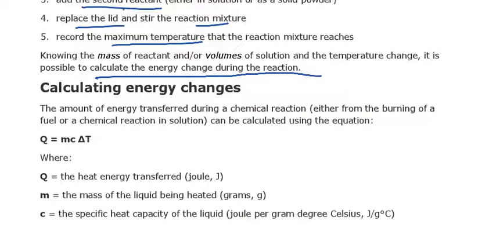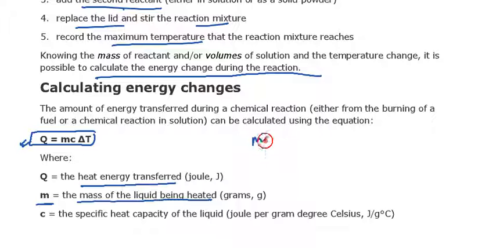So we are using this particular formula. Q represents how much heat energy is transferred, meaning the amount of energy. M shows the mass of the fuel, like if you have spirit, how many grams, 50 or 100 grams. So it is how much mass of the fuel you are using to be heated.